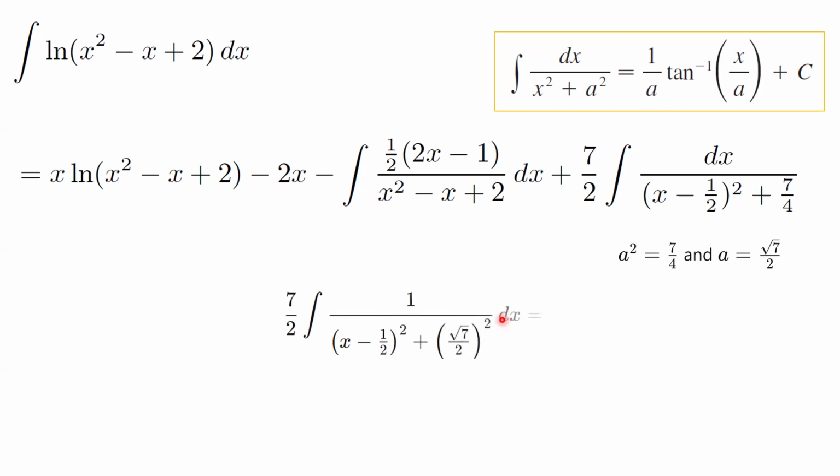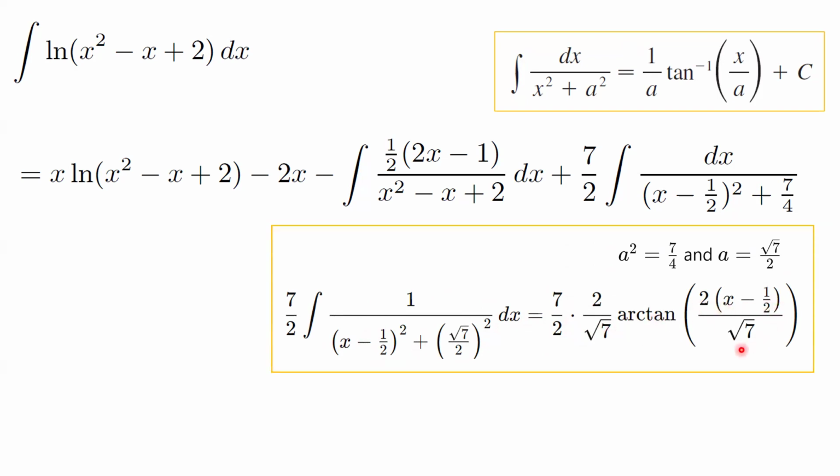At the same time, 7 over 2 times the integral of dx divided by x minus a half to the power 2 plus 7 over 4 can be written as 7 divided by 2 times 2 over square root of 7 arctangent of 2 times x minus a half divided by square root of 7. So keep this in mind because this is the integral that you have on the far right of this expression.